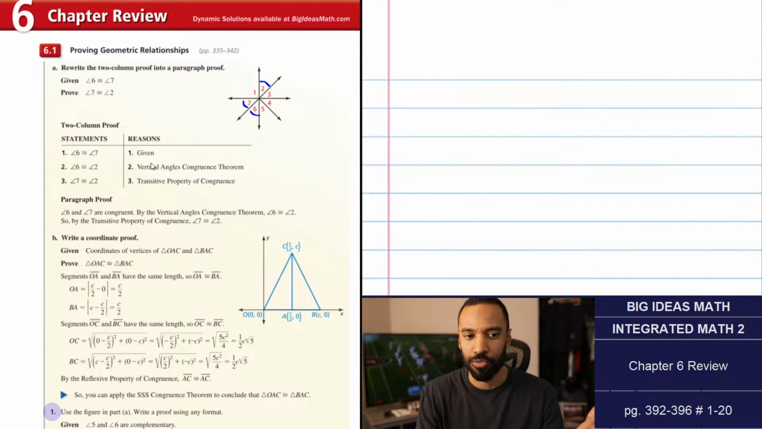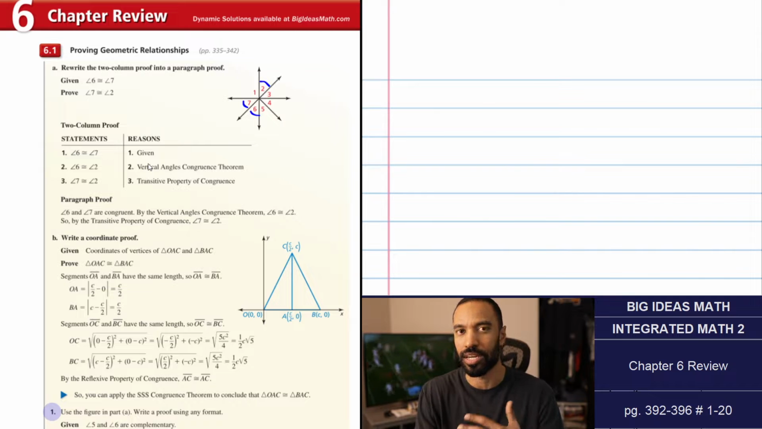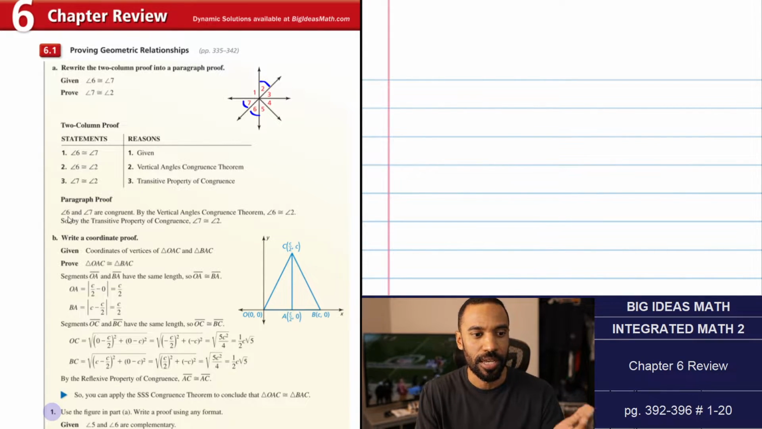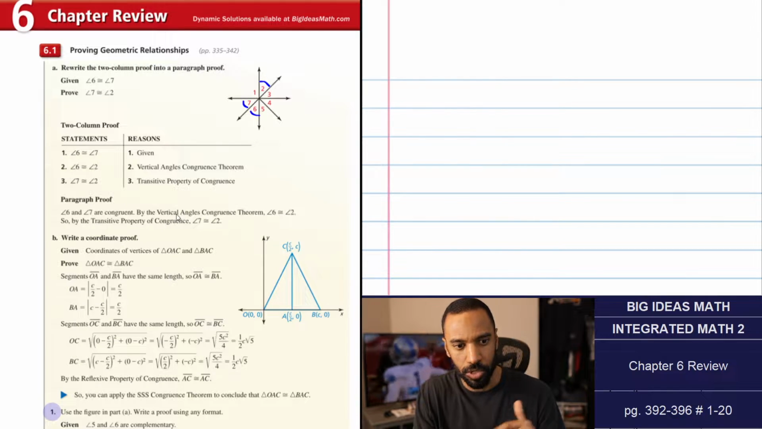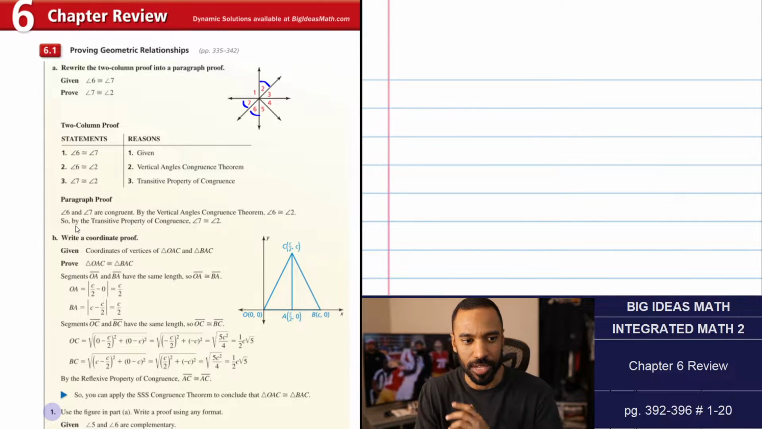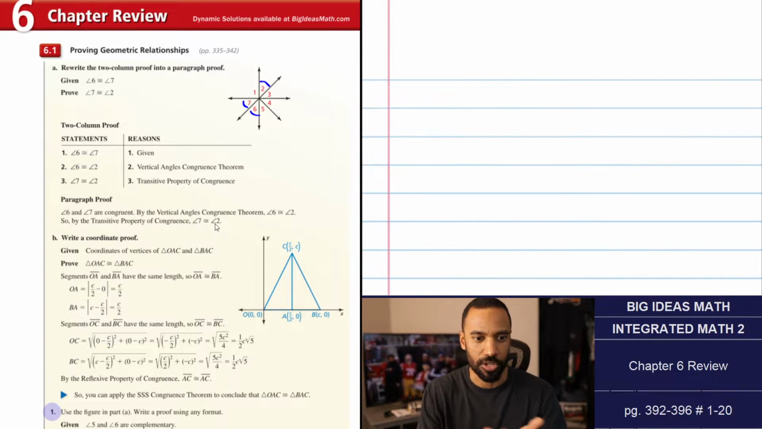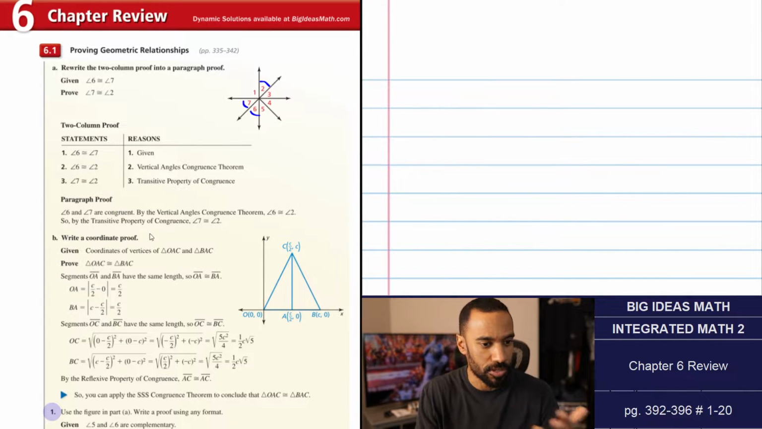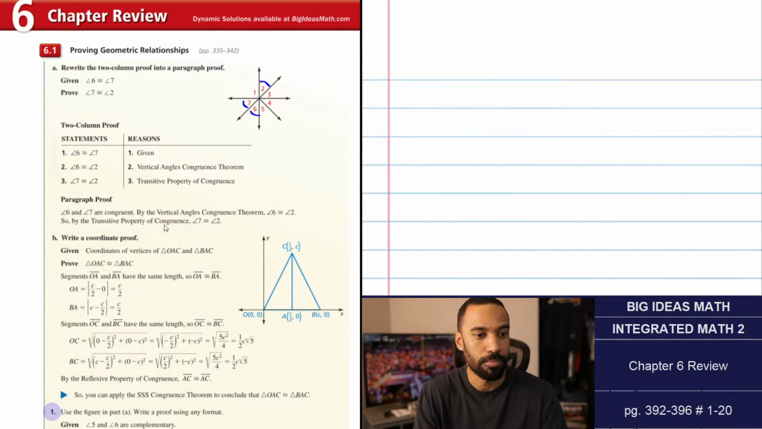The paragraph proof is basically just giving sentences with those. And in a single sentence, they're going to use the statements and the reasons together. So for example, angles 6 and 7 are congruent. They don't say that it's given; they're just telling you a fact, something that we do know that's given. By the vertical angles congruence theorem, 6 is congruent to 2. Reason, statement, kind of. It's just in English, they'll say it that way. By the transitive property of congruence, 7 is congruent to 2. You can say it the other way: 7 is congruent to 2 by the transitive property. But you can see that translation. And maybe we're going to be asked to do that.